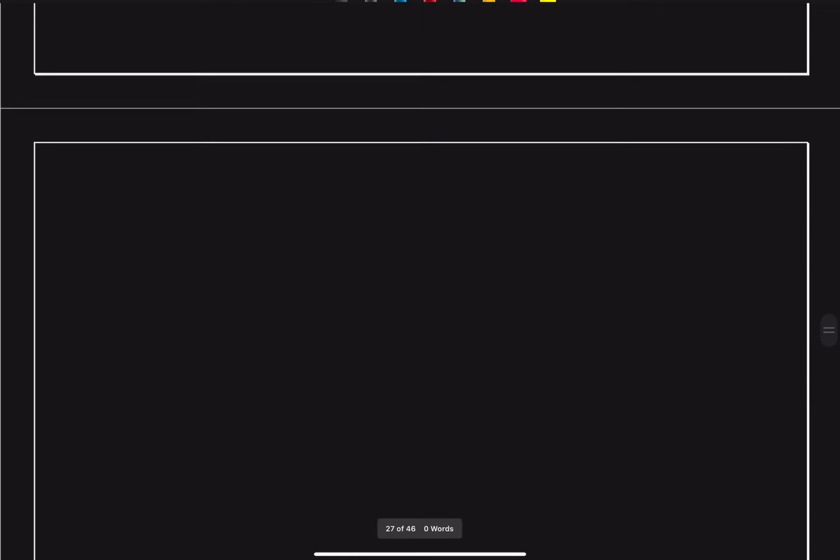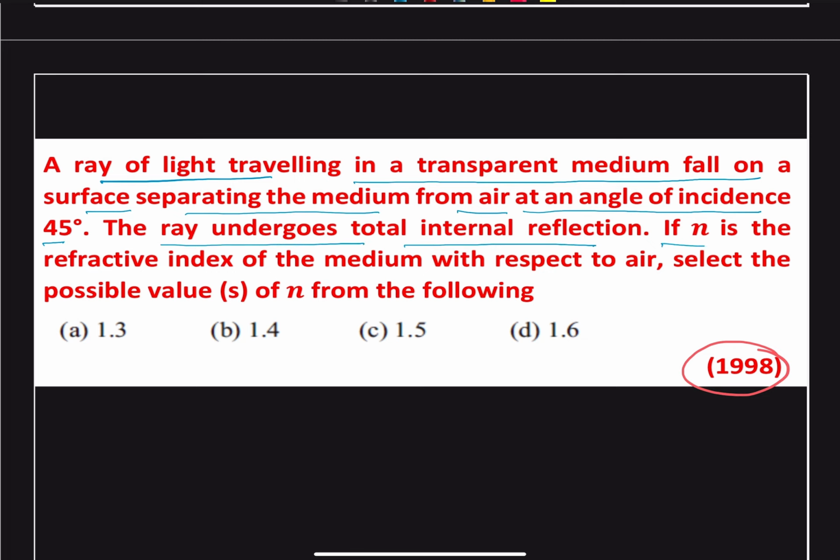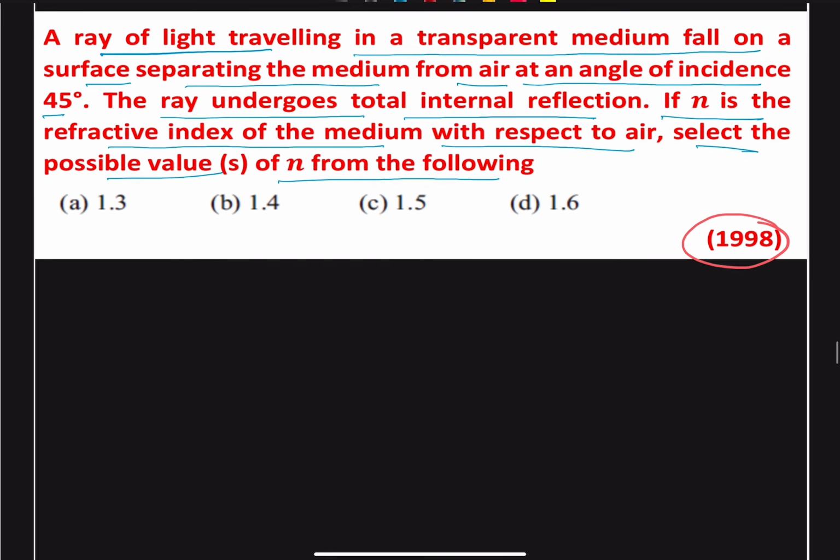So next question. It was also asked in the year 1998, and it states that a ray of light traveling in a transparent medium falls on a surface separating the medium from air at an angle of incidence 45 degrees. The ray undergoes total internal reflection. If n is the refractive index of the medium with respect to air, select the possible values of n from the following. Okay, so we have to find out the possible values of n.